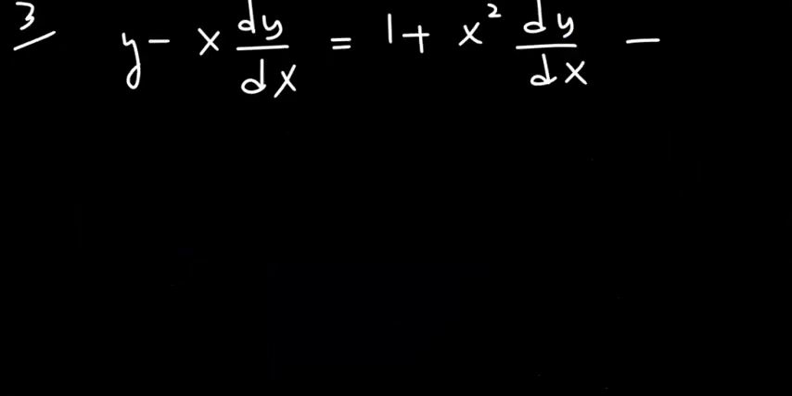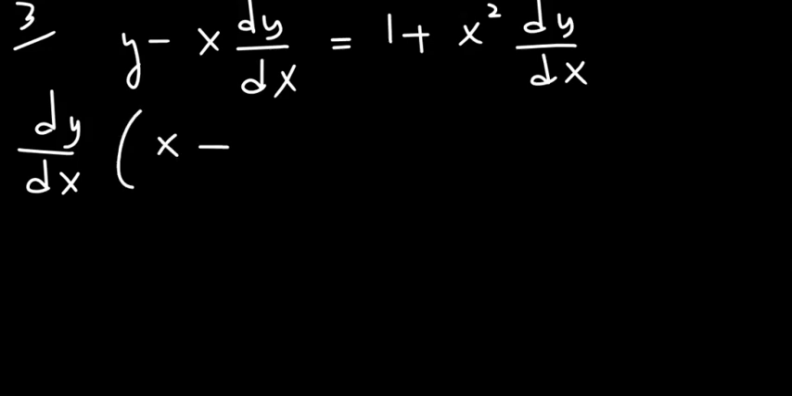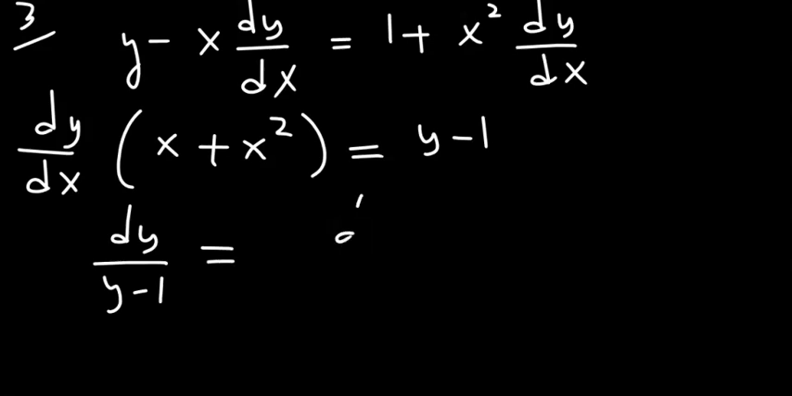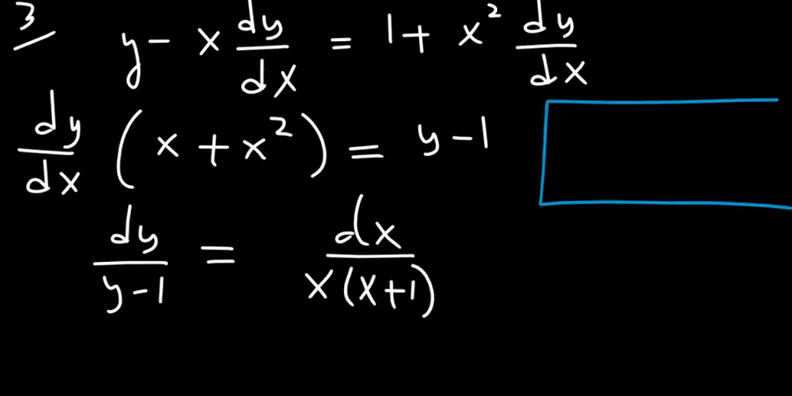Example 3. Now this differential equation has two terms with dy/dx, that is this term and that term. So let's put them together. If we were to write them together, it would become dy/dx times (x plus x squared), and that equals y minus 1. Now we can separate the variables, and you'll get dy over (y minus 1) equals dx over (x plus x squared). x plus x squared is just x times (x plus 1). From algebra, we know 1 over x times (x plus 1) is 1 over x minus 1 over (x plus 1).